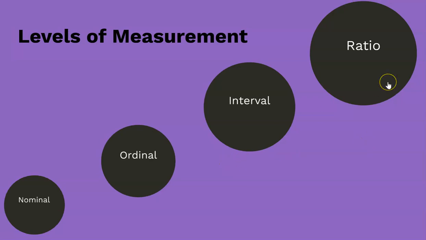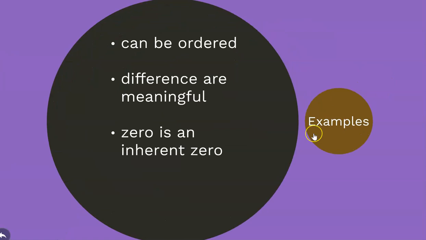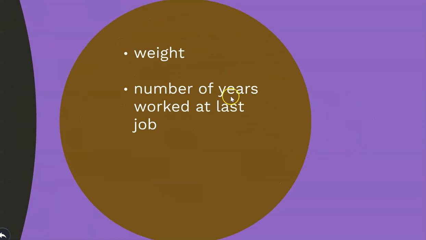The fourth and highest level of measurement is ratio. Ratio data has all of the qualities of interval data except the added part that 0 does mean an inherent 0. So in ratio data, 0 truly does mean 0. Some examples of ratio data are weight. Another example is the number of years you worked at your last job.